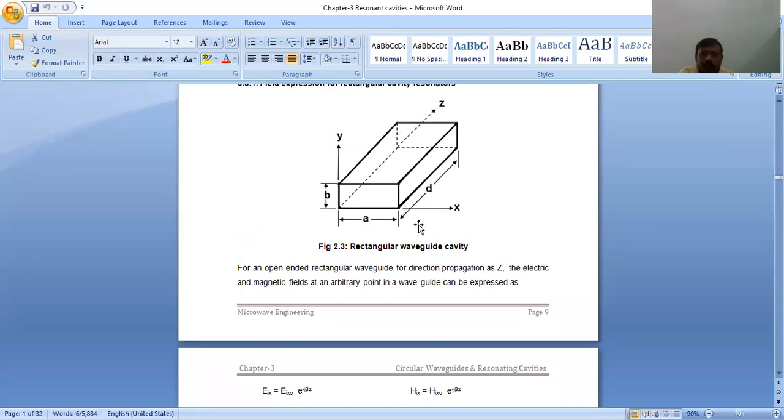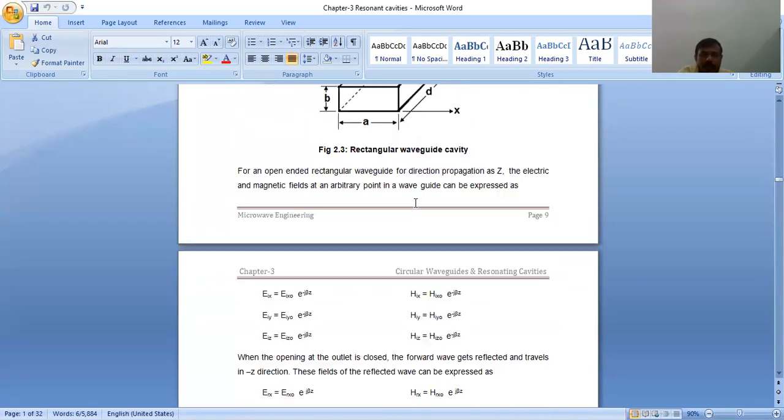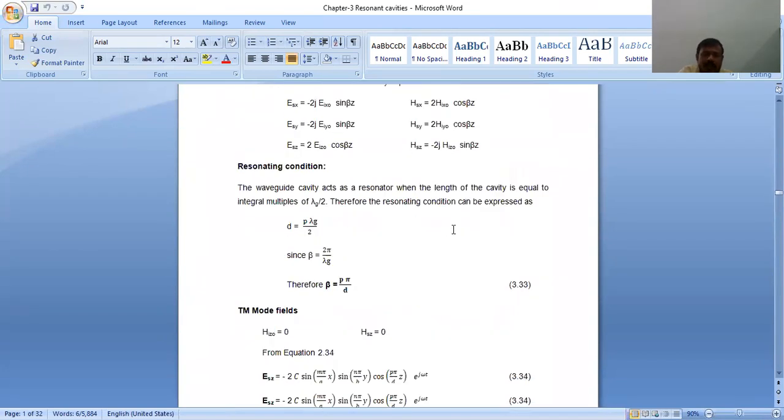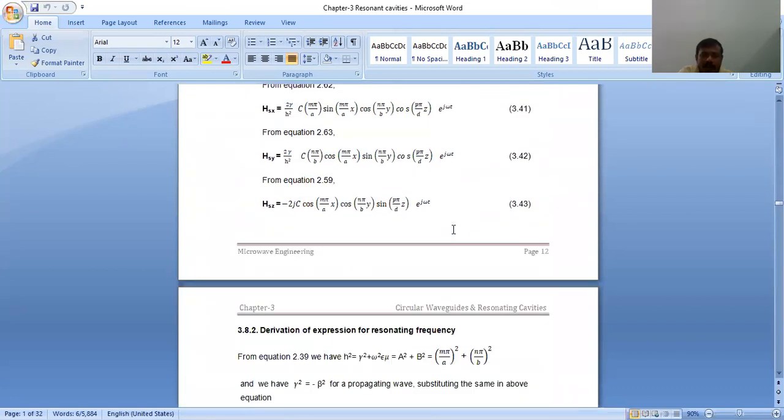In our rectangular waveguide, we assume the z direction length is infinity, but here it is fixed. Here the width is a, the height is b, and the length is d. d is fixed because this is a metallic enclosure. In waveguides it is not fixed; in the z direction it is infinity. But here it is fixed. So now we have three dimensions, a, b and d. This is otherwise the same as our rectangular waveguide.